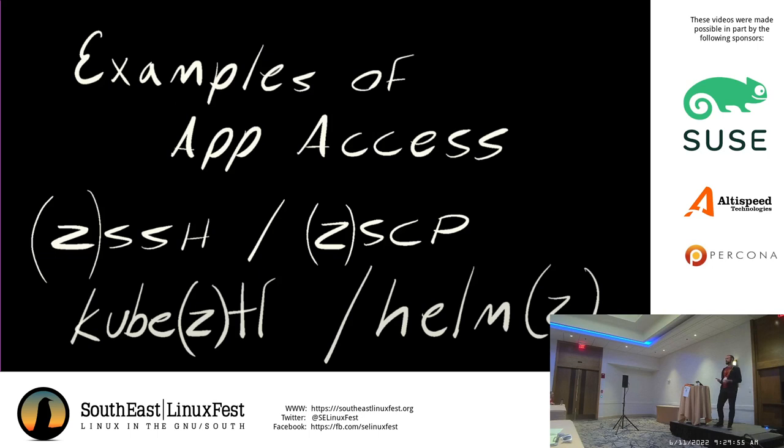And whenever we add ZD to something, we usually throw a Z in there as well. So we call it ZSSH and ZSCP, and I don't know how you pronounce that, but that's what we're calling it. And then kubectl and Helm are examples of existing apps that we forked and added a few lines to add the ZD.